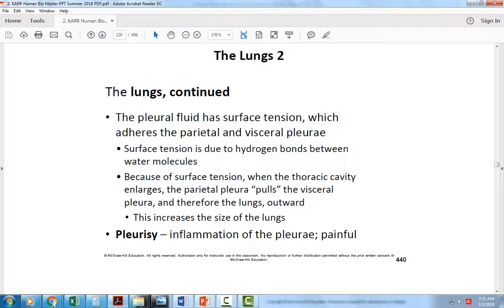And sometimes those membranes can get inflamed if someone has a chronic respiratory infection that just doesn't want to give up. Sometimes that can lead to pleurisy, and it's very painful to take a deep breath for people that have that inflammation of those membranes around the lungs. So we call that pleurisy.